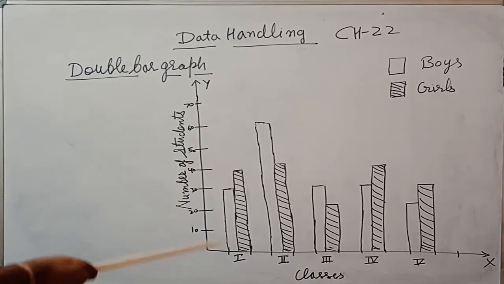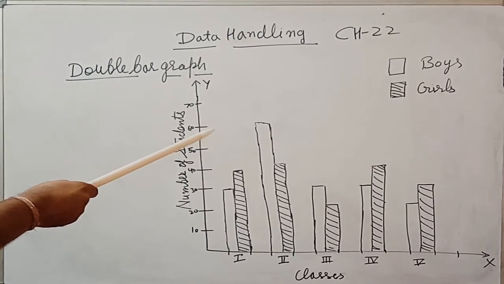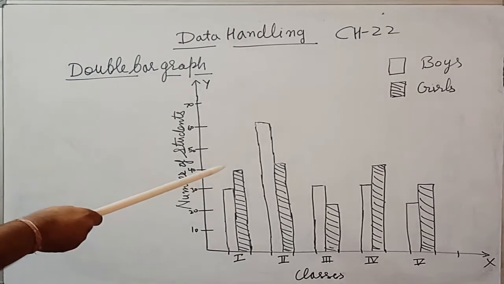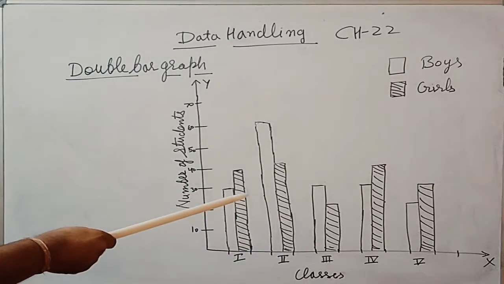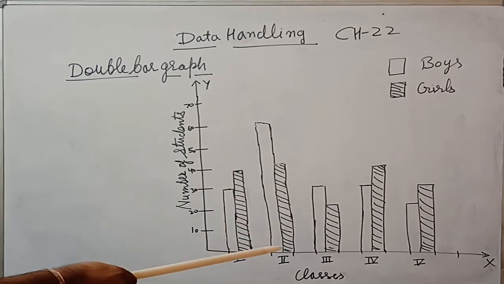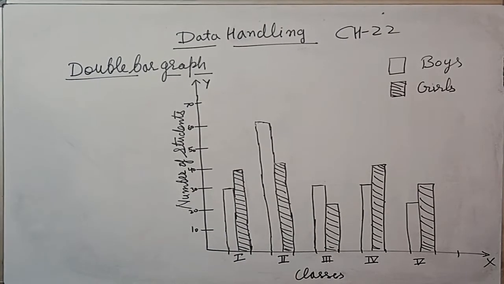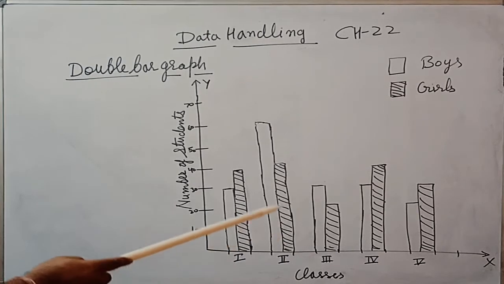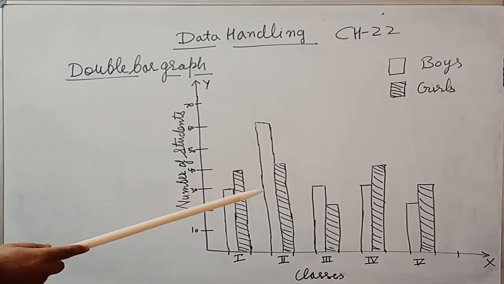Similarly, in the second class, we see that 60 boys are in this class and 40 girls. Similarly, in the third, there are 30 boys and 20 girls. In the fourth, there are 30 boys and 40 girls. Here in the fifth, 20 boys and 30 girls.